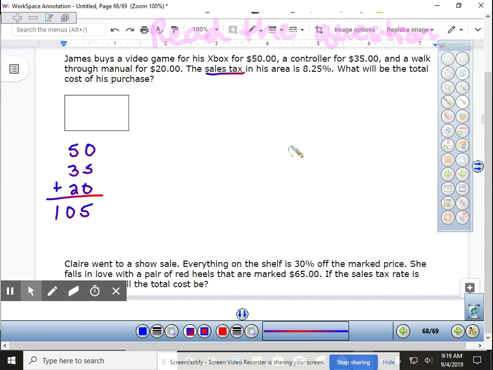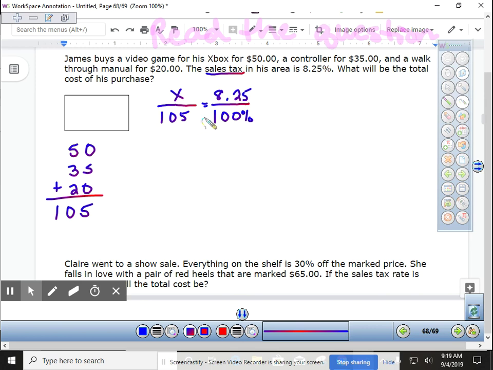Okay, I'm showing you how to do it. Now we're going to write a proportion to solve for the sales tax. Good, I love the participation, keep talking. What goes on top? 8.25. What goes over here and where? 105 on the bottom. Good, and the top? X.